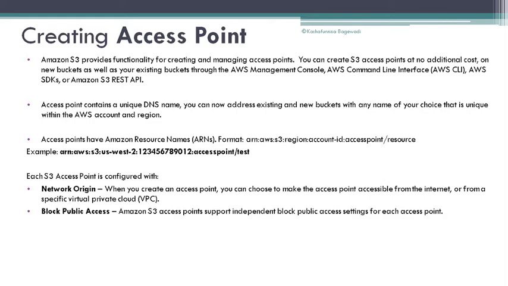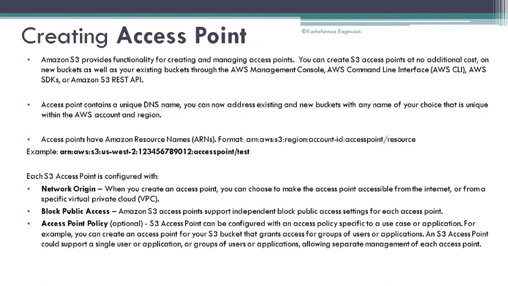Block public access. Amazon S3 access points support independent block public access settings for each access point. Suppose for your access point 1, you are allowing public access, and suppose you don't want to allow public access, you can create another access point and block public access for that particular access point. So there will be an independent setting at each access point level for your bucket's block public access. You can allow or deny public access as per your requirement.